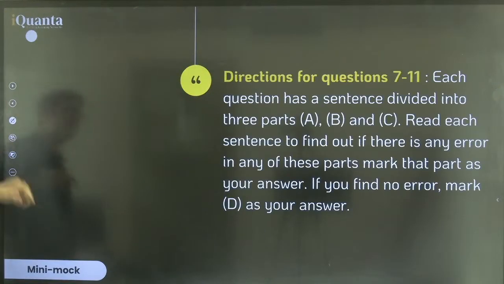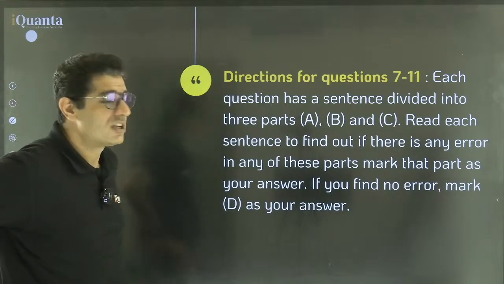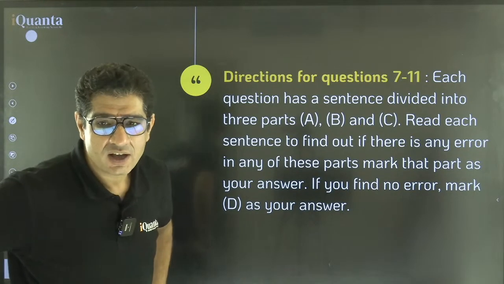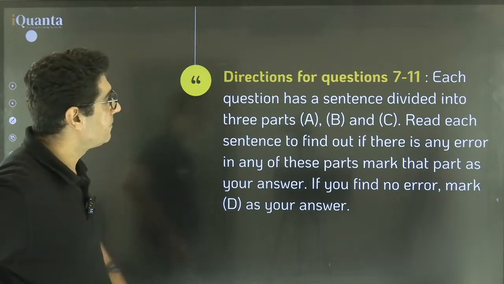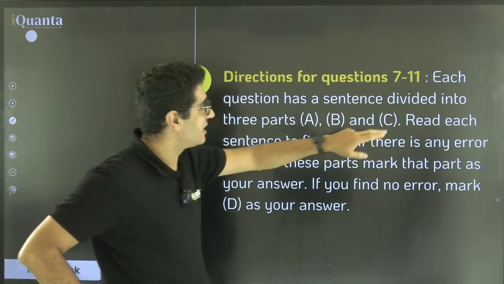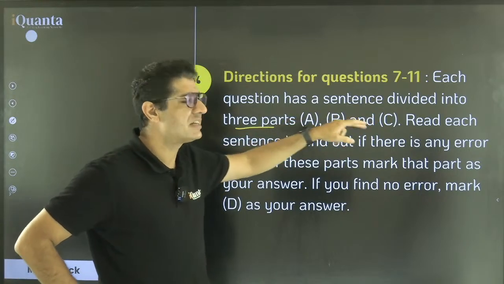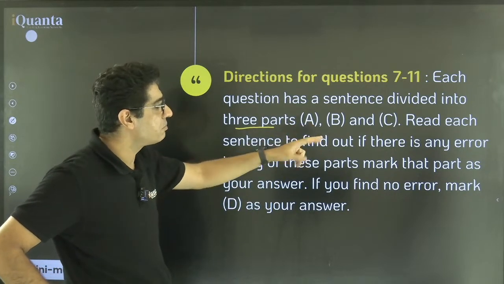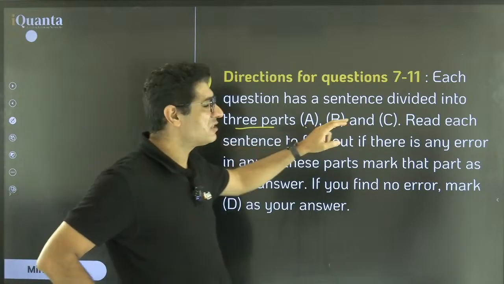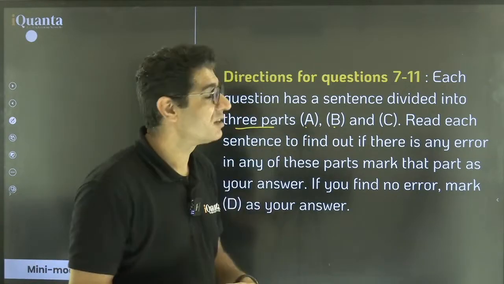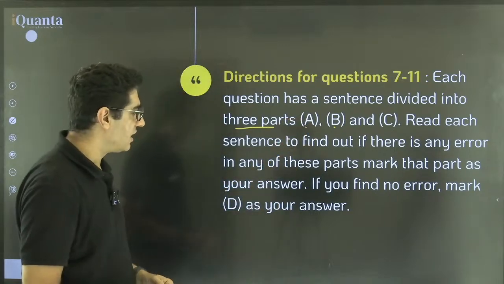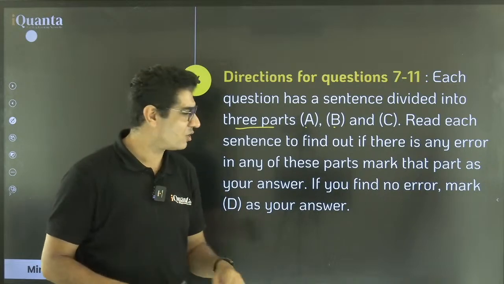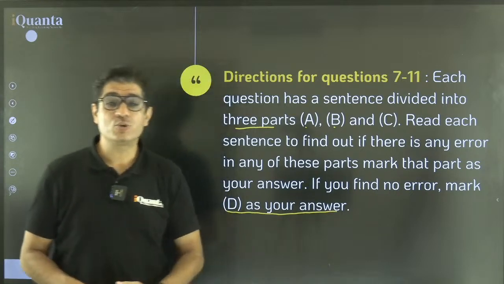Here is the next set of questions. So questions 7 to 11. These 5 questions are going to be focused on what? In each of these questions, I'll give you a sentence that is divided into 3 parts, A, B and C. Read each sentence to find out if there is any error in any of these parts. So if any of these parts happens to have a grammatical error, you will mark that part as your answer. In case all these 3 parts are grammatically sound, solid, there is nothing wrong with it, then go ahead and choose D as your answer.